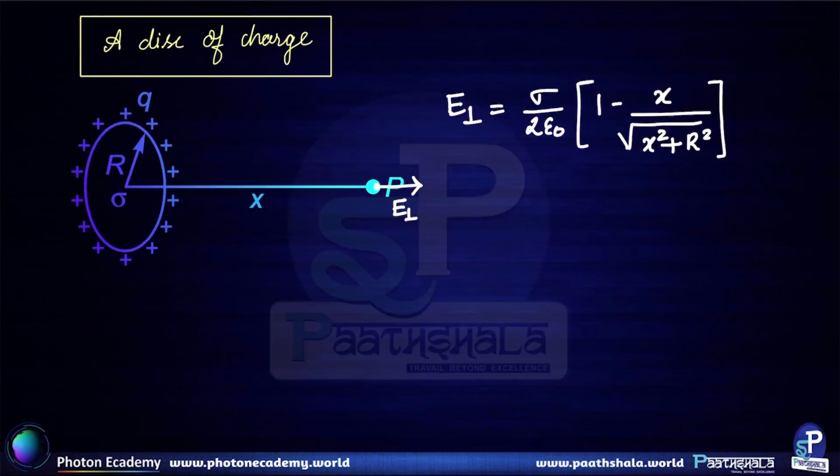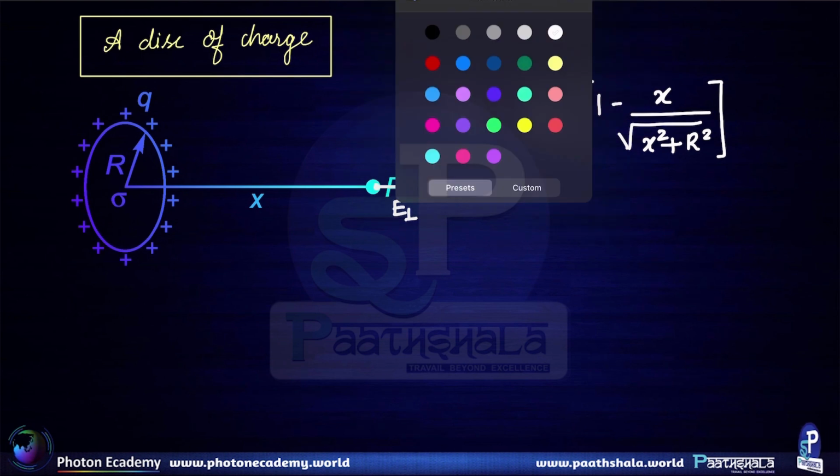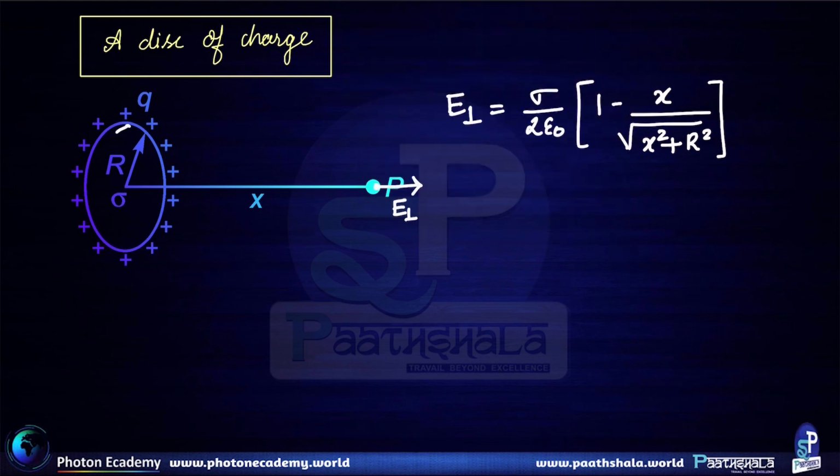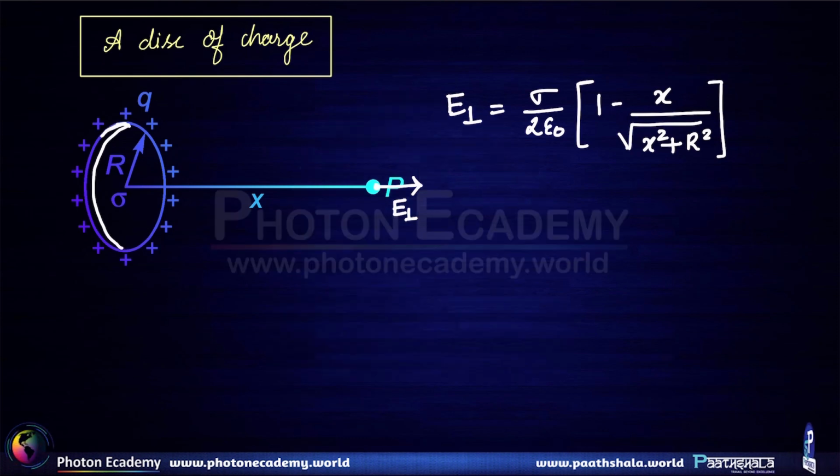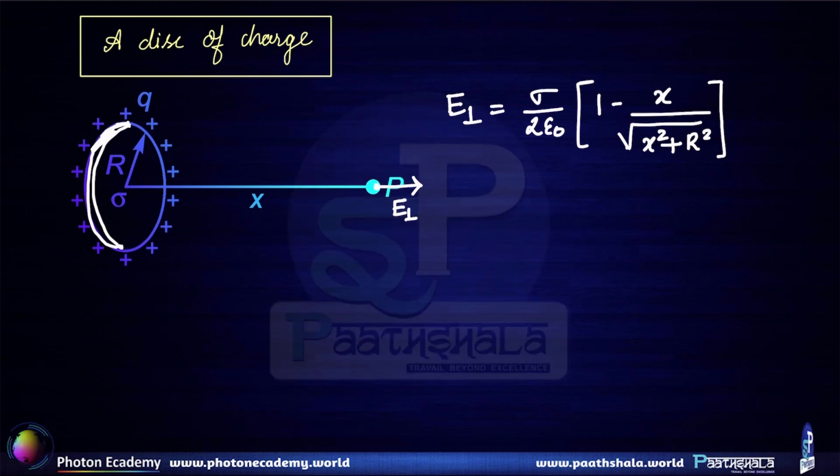Now this is a disk of charge. Earlier we dealt with the ring of charge. Now this is a disk that has charge. So this disk will have certain thickness, which is also negligible, but this disk will have a certain amount of thickness. Now this particular disk will also have an electric field that is perpendicular to the plane of the disk and present on the axis.